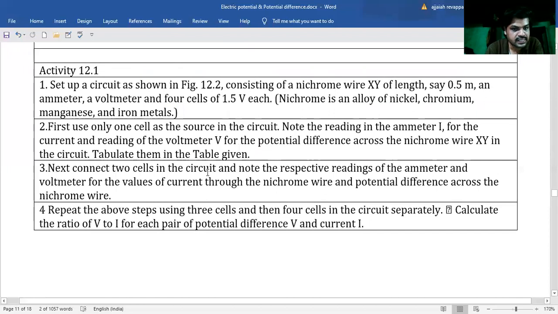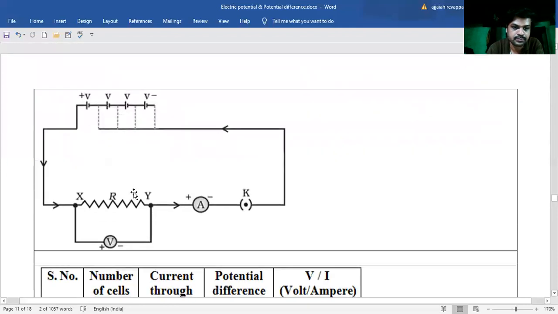Next, connect 2 cells in the circuit and note the respective readings of the ammeter and voltmeter for the values of current through the nichrome wire and potential difference across the nichrome wire. Means this time we are going to connect 2 cells.